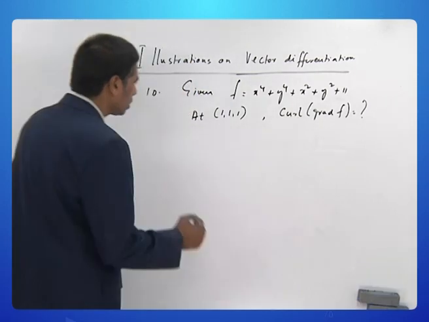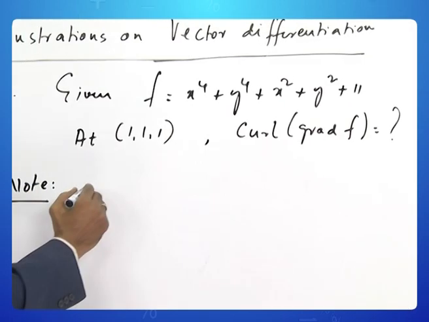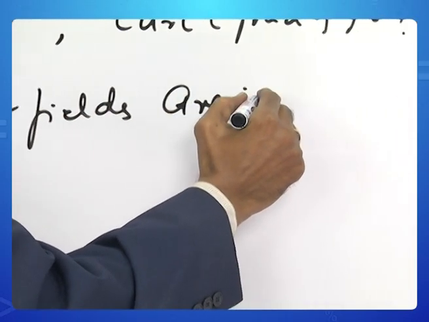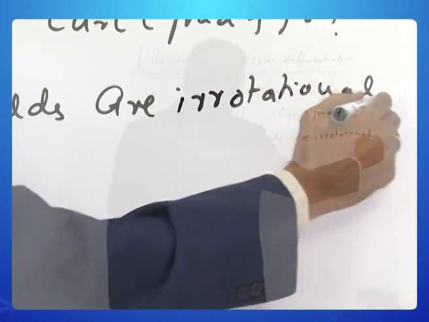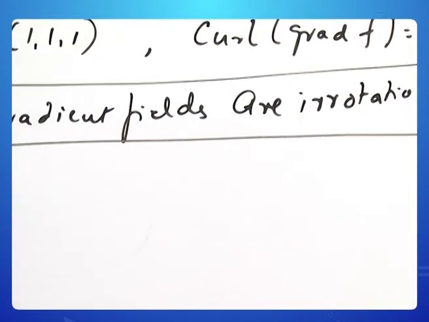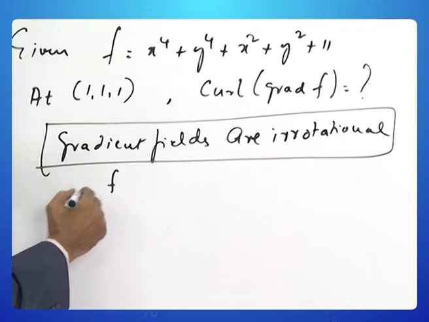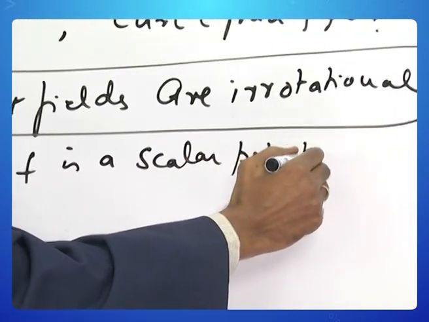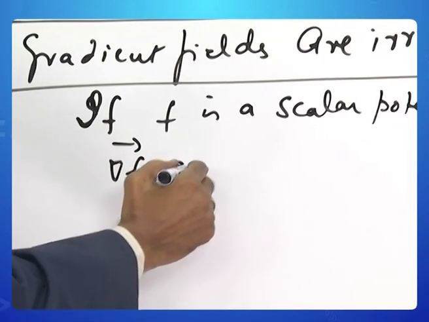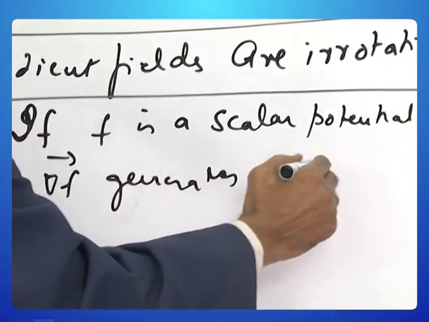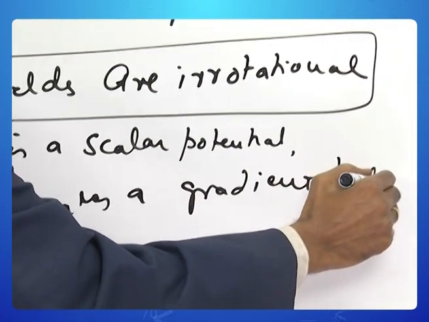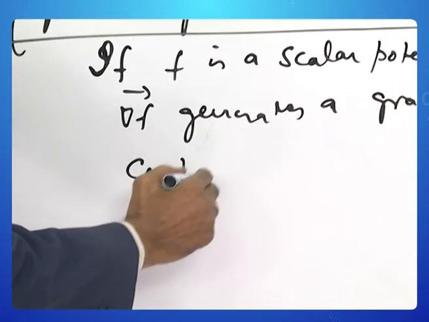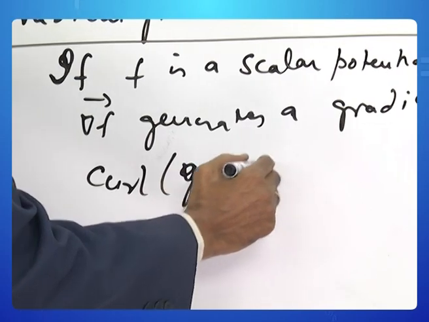There is a very important statement which says gradient fields are irrotational. What this simply means is, if F is a scalar potential, del F generates a gradient field. And what this statement says is, gradient fields are irrotational. That means curl of grad F will be 0.